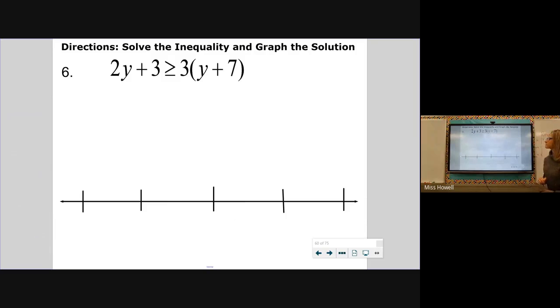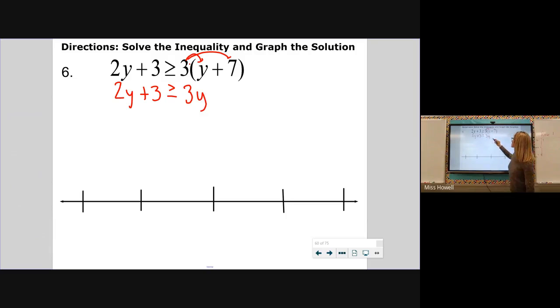So we need to start here with expanding using our distributive property by sharing our 3 to the y and to the 7. 2y plus 3 is greater than or equal to 3 times y, which would give us a 3y, and 3 times 7 would give us a plus 21. All right, no like terms to combine here, so we want to get our y's all in the same location.